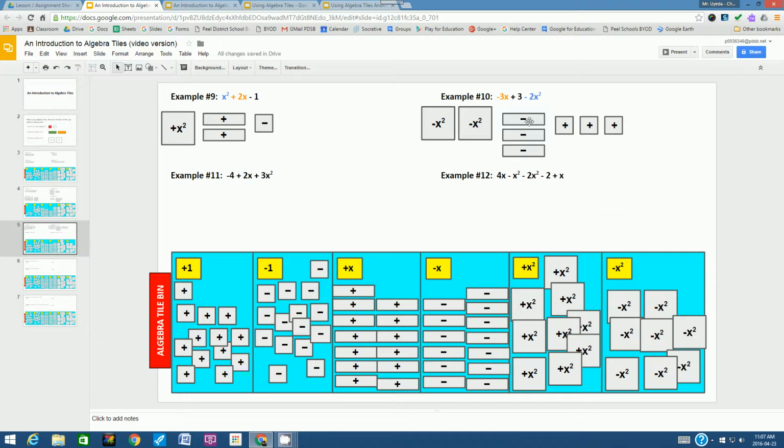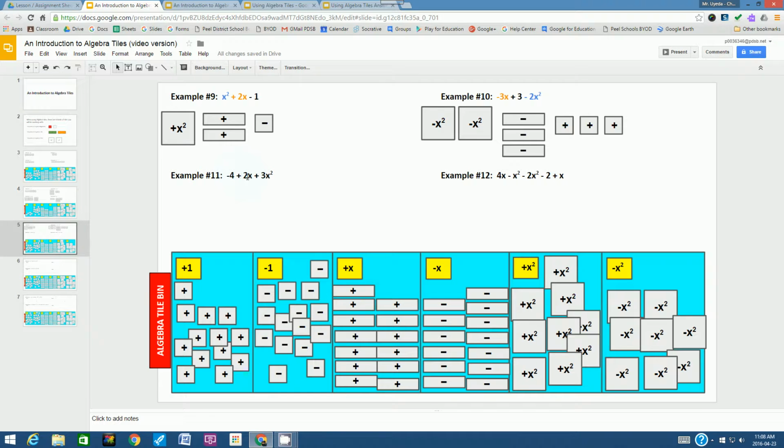Okay, so this is the algebra tile diagram for negative 3x plus 3 negative 2x squareds. I want to have my x squareds first on the left-hand side of my diagram. Then I want to have the x's, and then I want to have the integers at the end. All right, let's go on to example 11.